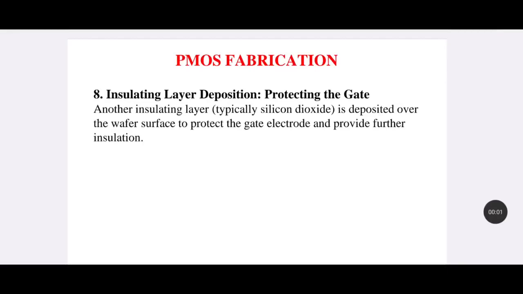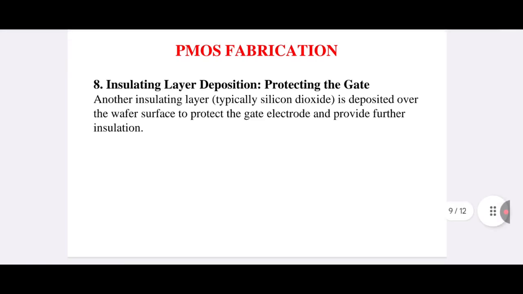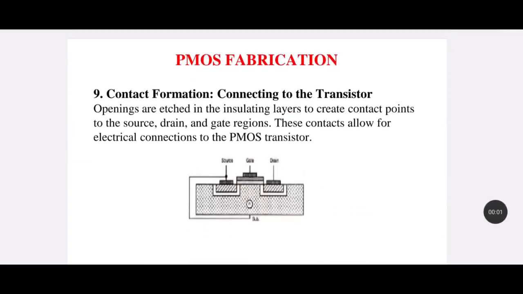Then the next step is formation of an insulating layer with the help of silicon dioxide. One more layer of silicon dioxide is deposited all over the surface which gives extra protection to the gate electrode as well as to the other terminals. Next step is contact formation.